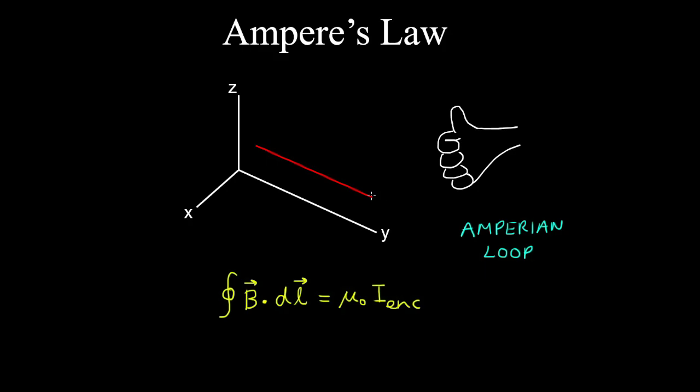So consider this wire parallel to the y-axis, and it has some current flowing through it. And we're going to take a closed Amperian loop around this wire. So it's going to be a circular loop, and this circle is parallel to the xz plane in this case. And we know by the right hand rule, if you point your thumb in the direction of the current and curl your fingers, this will give the direction of the magnetic field.